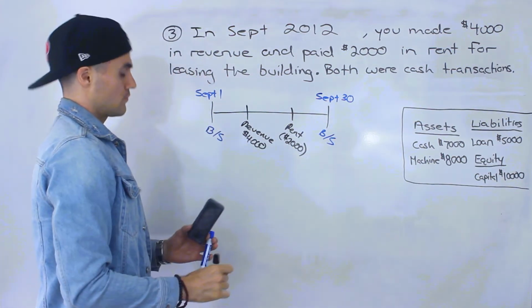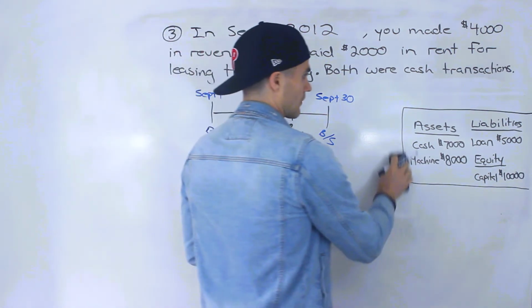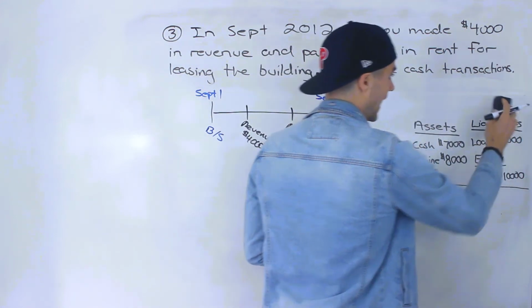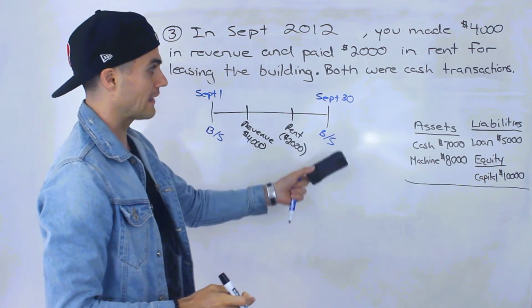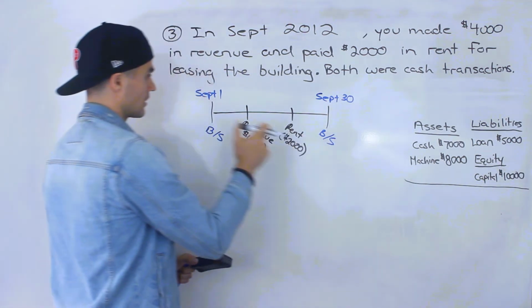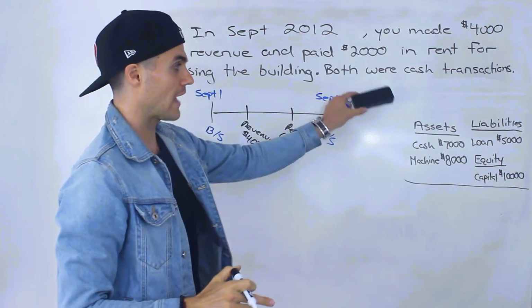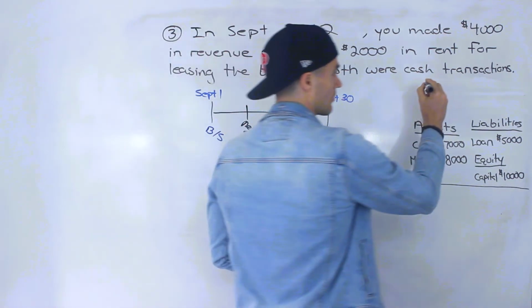So the reason why I want to bring in some specific dates here is to further show you the format of a balance sheet and an income statement once I introduce it. But for a balance sheet, remember, it's at one specific point in time, and this balance sheet here is for September 1st.